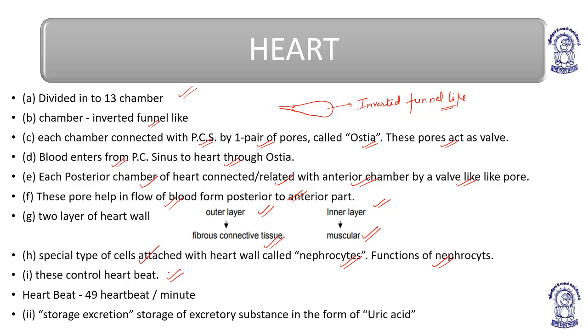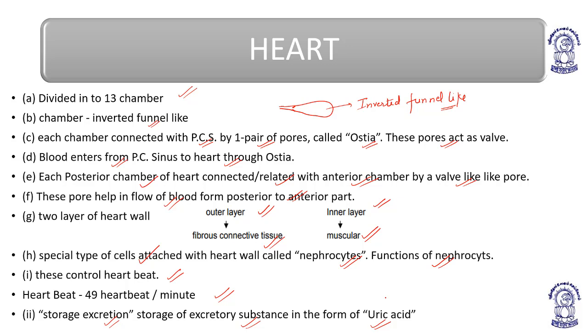Understood? Now, the heartbeat is controlled by nephrocytes. The normal heartbeat is around 49 per minute. Secondly, they help to store excretory waste, so they help in storage excretion, storing excretory substances in the form of uric acid.